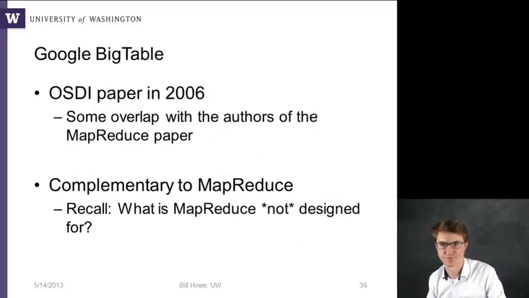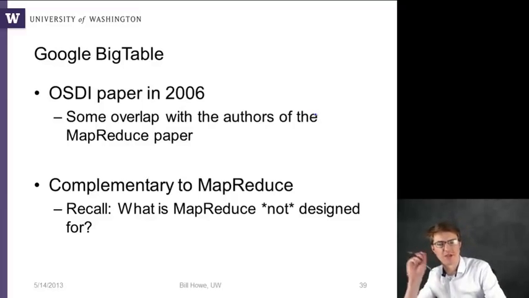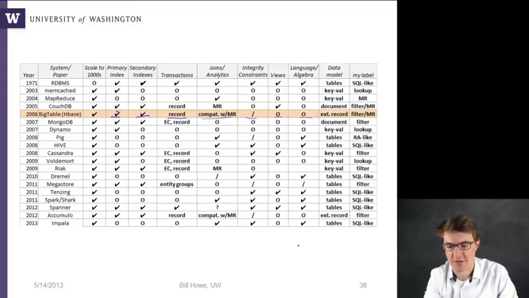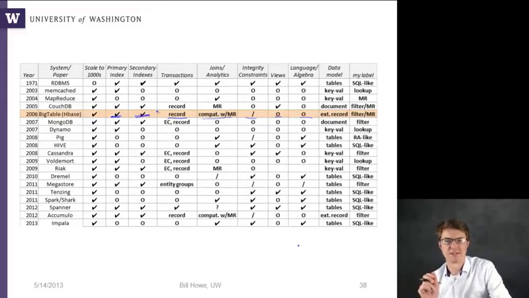Okay. So this is a paper in OSDI from 2006 and some overlap with the authors of the MapReduce paper, and it was designed from the start to be complementary to MapReduce. So if you can remember, what was one of the main things that was missing from MapReduce, or maybe a few things that were missing? Well, in particular, you couldn't look things up by index. You couldn't get these little low latency accesses.